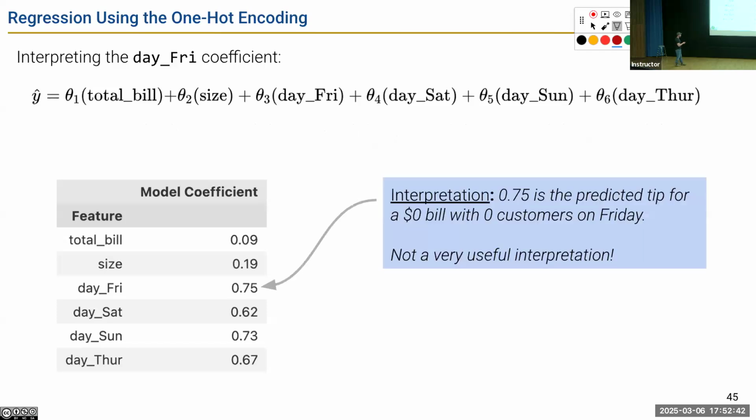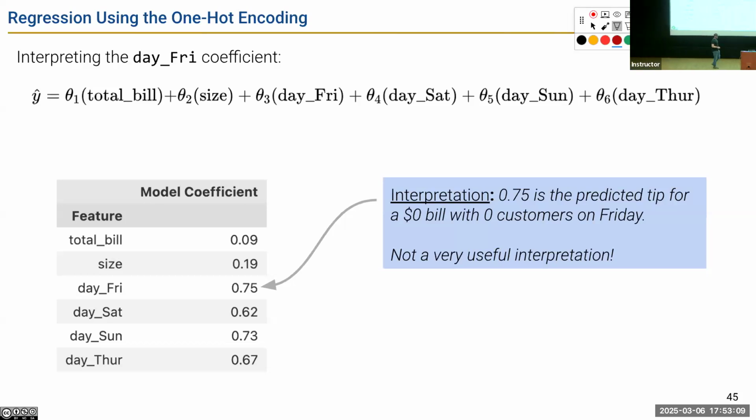The trickier piece with this model is interpretation. Interpretation is the kicker here. So if I actually want to take this model and interpret what's going on, well, for total bill and size, we've learned this. For every increase of 1 unit in total bill, for every increase of 1 unit in size, we expect a 0.09 increase in tip, right? 0.19 increase in tip. We've seen this before. But how do we interpret these other coefficients?